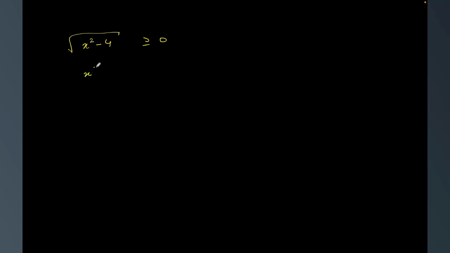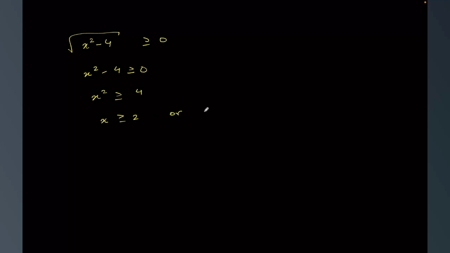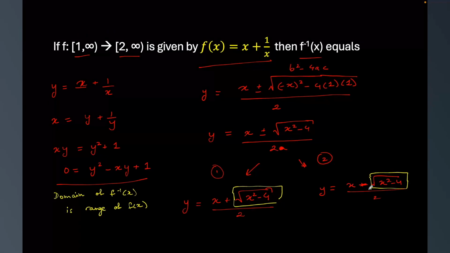So if we square both sides, what do we get? x squared minus 4 is greater than or equal to 0. x squared is greater than or equal to 4. And x must be greater than or equal to 2, or x must be less than or equal to minus 2. That's what we have. So this works out. Both cases work out properly, that's fine.